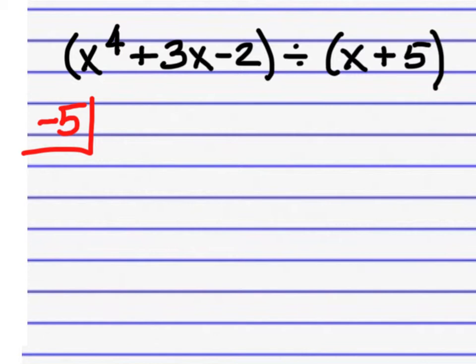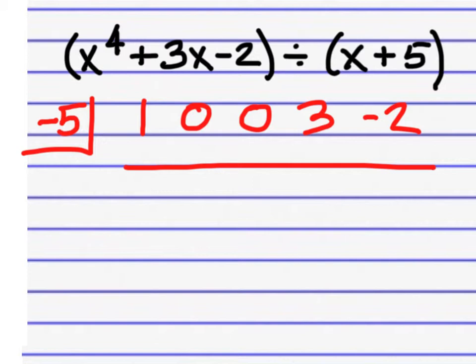So the coefficient of x to the fourth is 1, but there's no x to the third in there, so its coefficient is 0 because it cancels out. And for x squared, coefficient of 0. And then now you make it to the 3x, there's a 3, and then a negative 2. So now we can drop the first coefficient, which is 1. You're going to multiply here, negative 5 times 1 to get a negative 5 and place it here. Add this column to get negative 5.